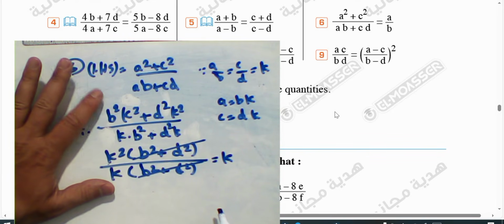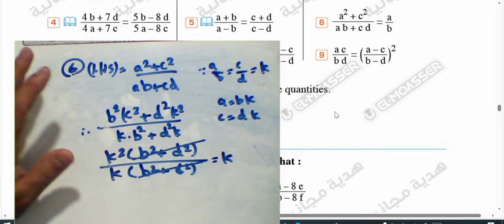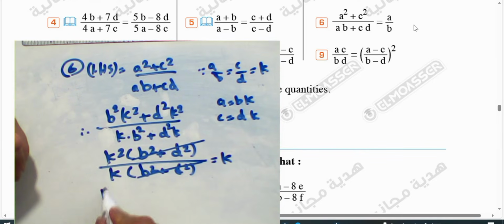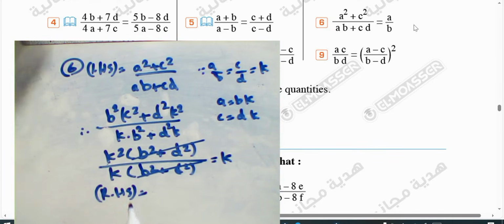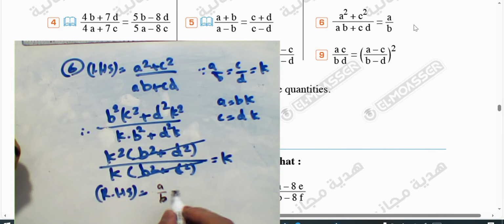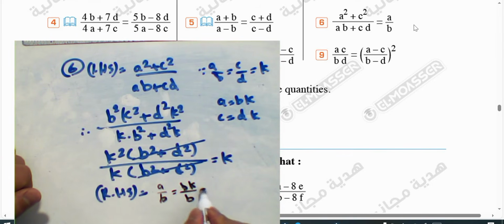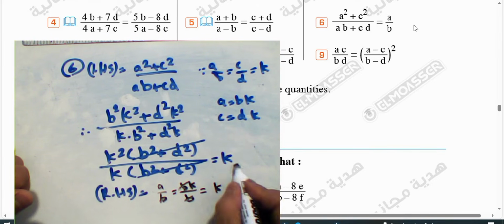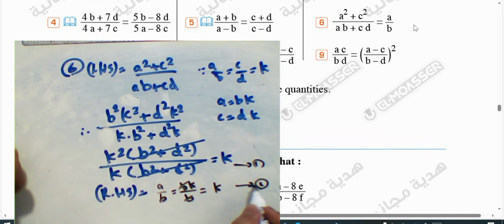The left hand side about number 6, and the right hand side equal a over b. A was bk over p. We can simplify, the result will be k. Then relation number 1 and relation number 2 are equivalent. Then left hand side will be equal to right hand side.